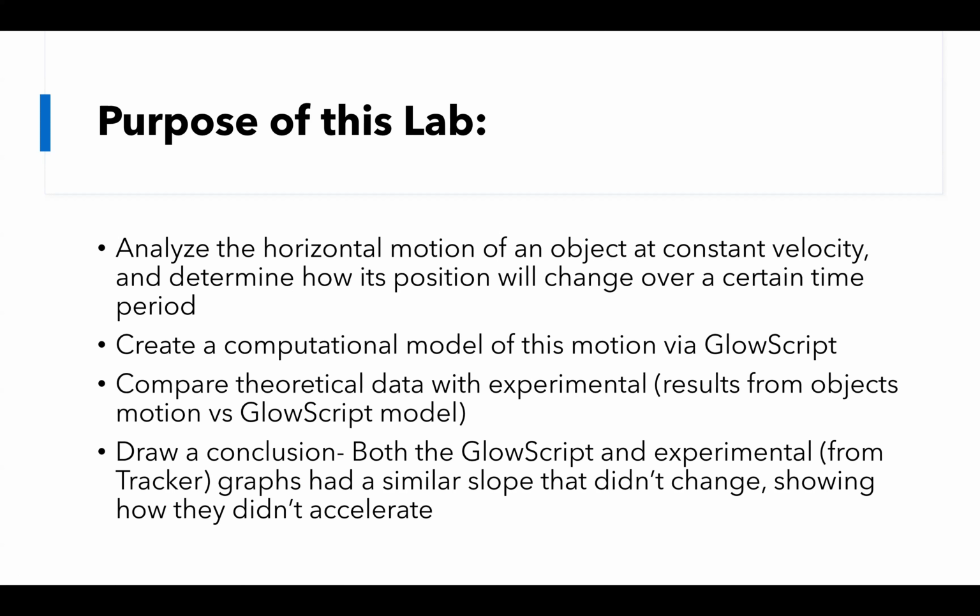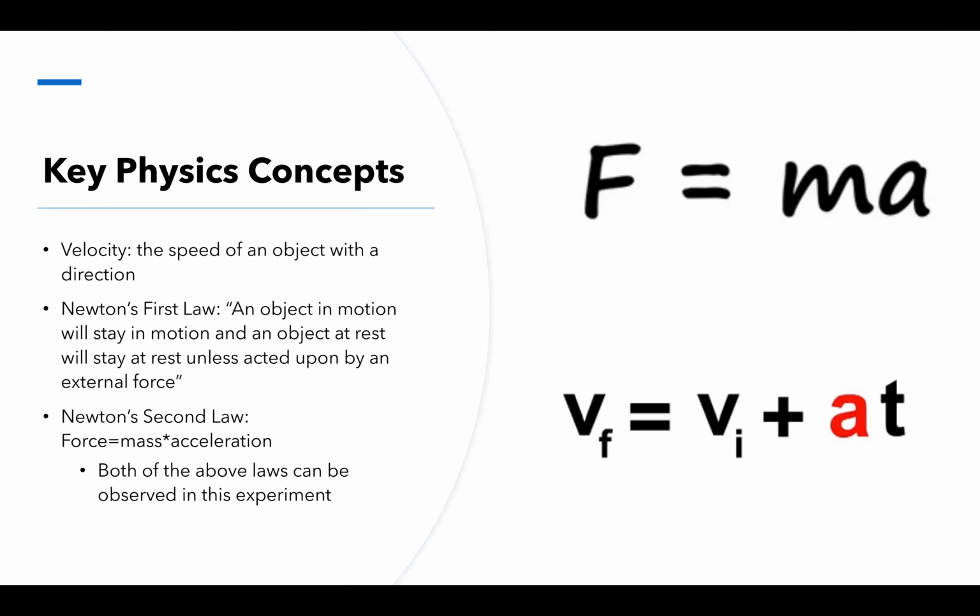So the results from our object's motion versus our GlowScript model, and we will draw a conclusion, which in this case was that both the GlowScript and experimental, which is from Tracker graphs, had a similar slope that didn't change, showing how there was no acceleration and constant velocity.